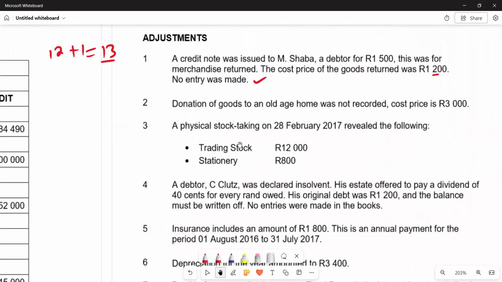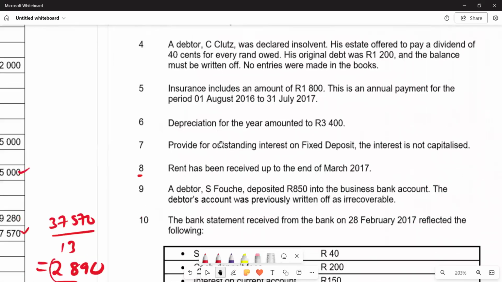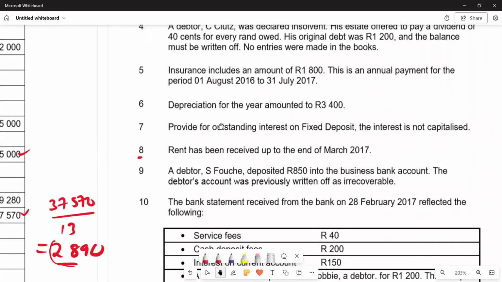So if you come to additional information, number 9. Let's come to 9. A debtor deposited 850 rand into the business bank account. The debtor's account was previously written off as irrecoverable. So these are bad debts recovered, and the bad debts recovered are part of income. So we're going to put the 850 as our income.